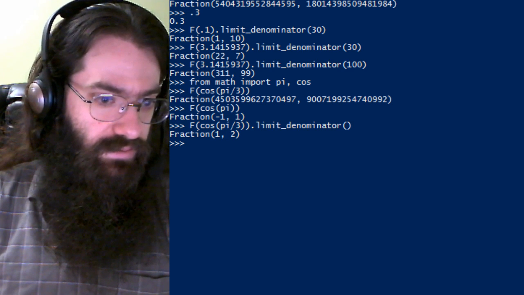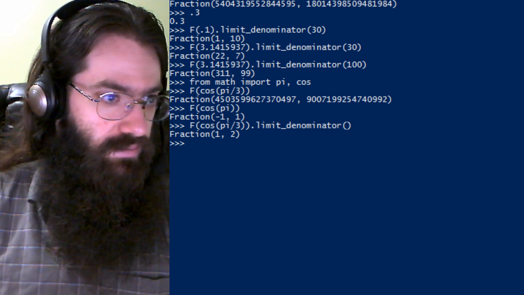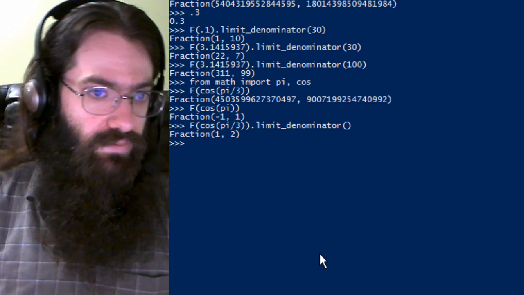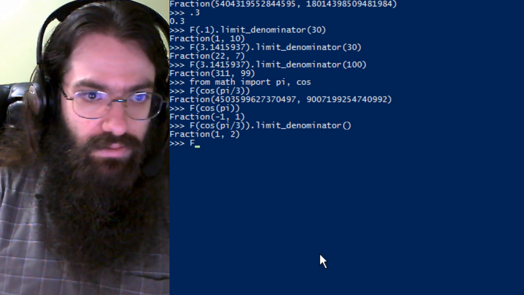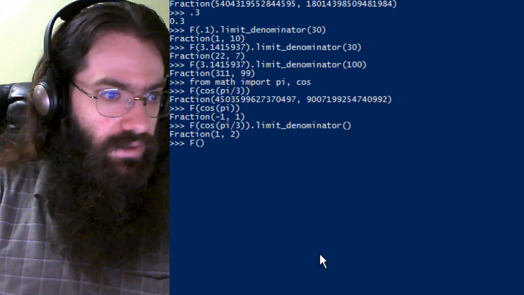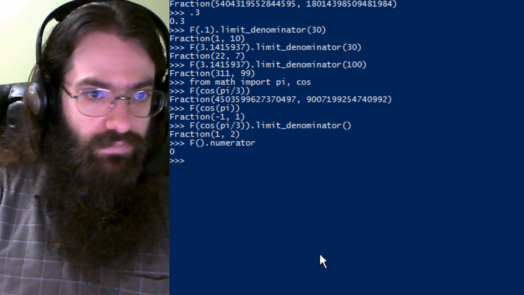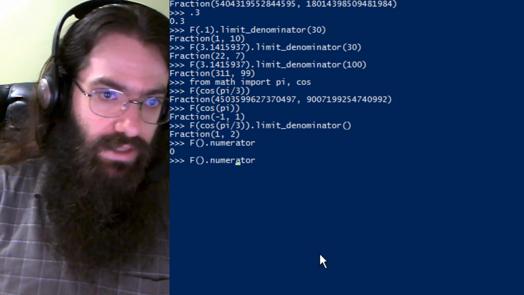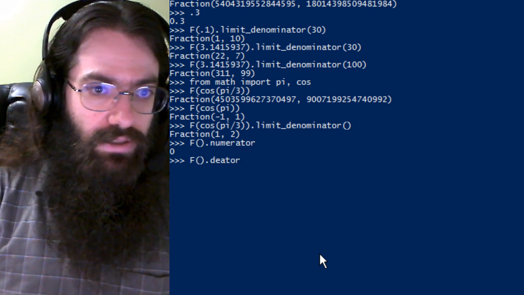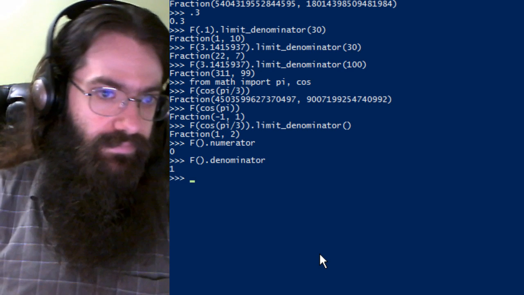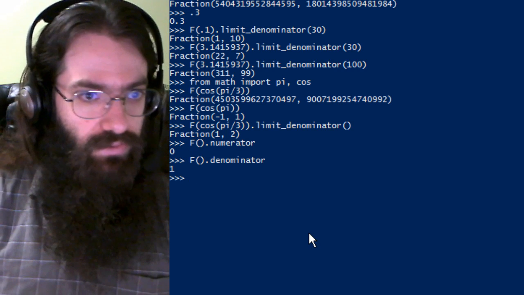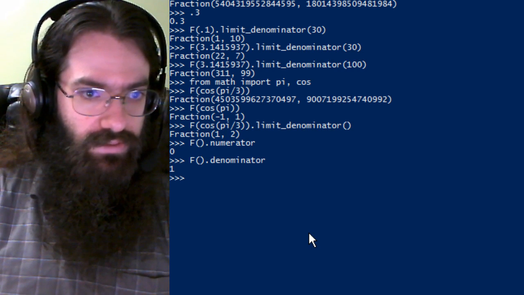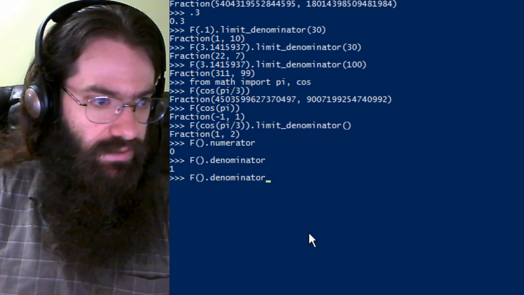And the rest, that's really not many at all. A fraction object has a numerator, and it has a denominator. 0 out of 1, because remember the default thing you get when just constructing a fraction with no arguments is that.